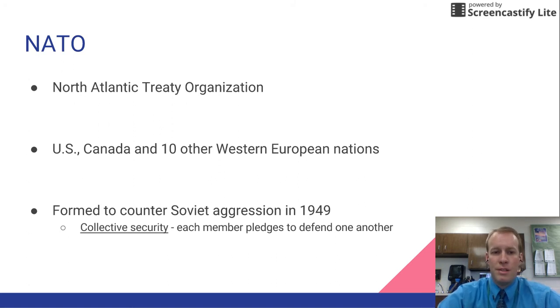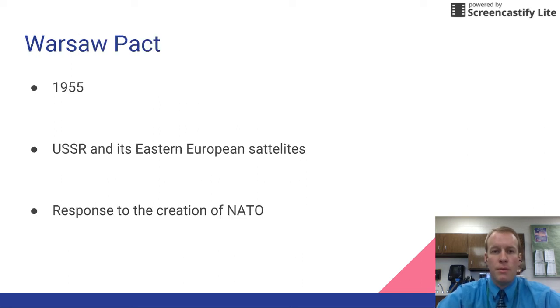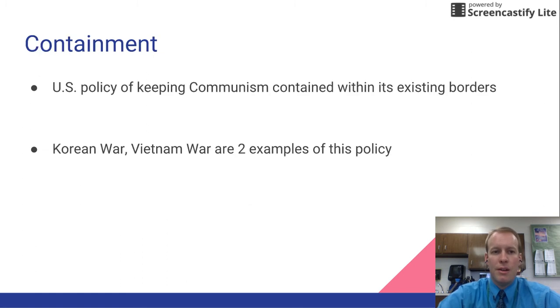Now, to counteract this, the Soviets formed what became known as the Warsaw Pact several years later in 1955. This included the Soviet Union and its Eastern European satellite states. Again, this was to counteract NATO.